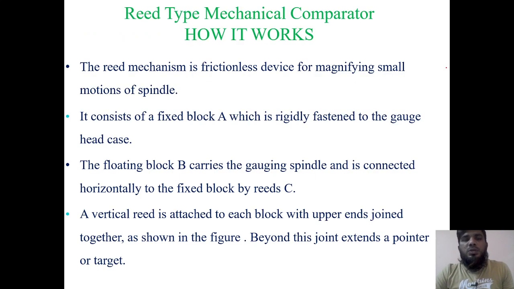Next is the reed type mechanical comparator. In this, the reed mechanism is a frictionless device for magnifying small motions of a spindle. It consists of a fixed block which is rigidly fastened to the gauge head case. The floating block B carries the guiding spindle and is connected horizontally to a fixed block.